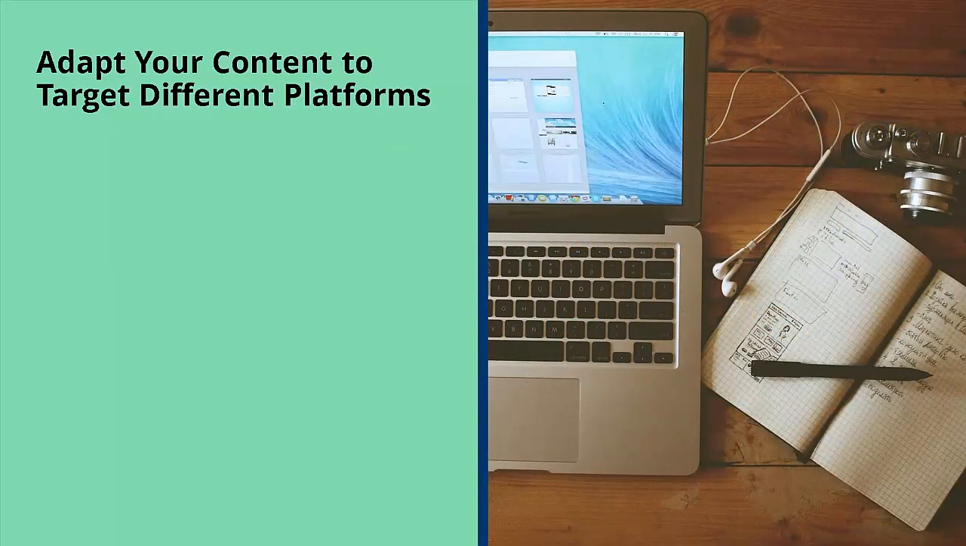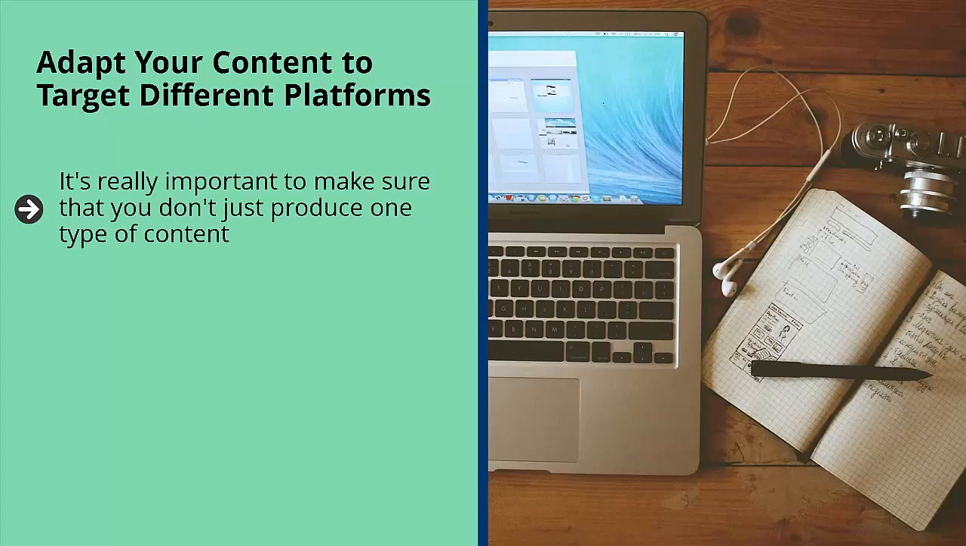Adapt your content to target different platforms. It's really important to make sure that you don't just produce one type of content. When you create content, it must be converted into a format that can be promoted on different platforms. For example, if you have a blog, you can promote the blog's link on Facebook, Twitter, and Google+. However, don't stop with blog posts. You can convert that post into a video. Maybe it's a whiteboard with some sort of voiceover and animation.